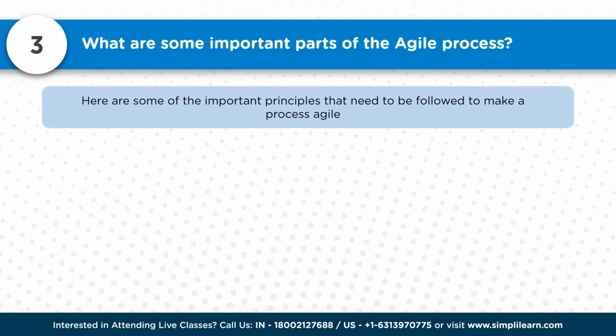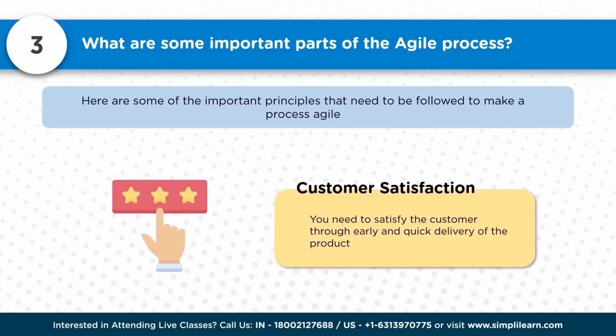So question number 3, what are some important parts of the agile process? Here are some of the important principles that need to be followed to make a process agile. One is customer satisfaction.